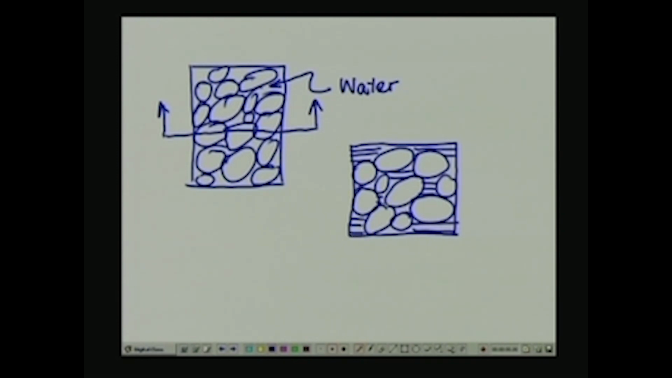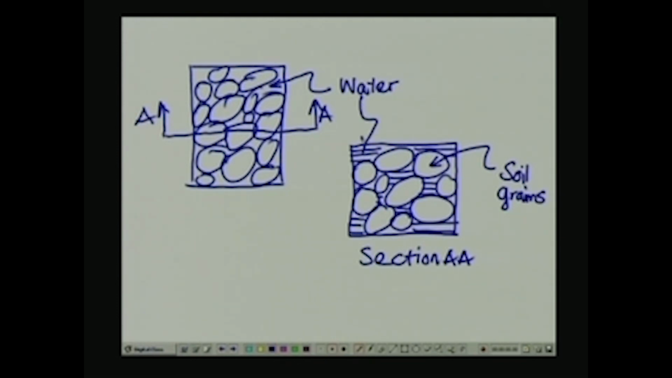So, these are soil grains. Let us give a name to the section. So, this is section AA. These are soil grains, and in between is water. These are also soil grains.